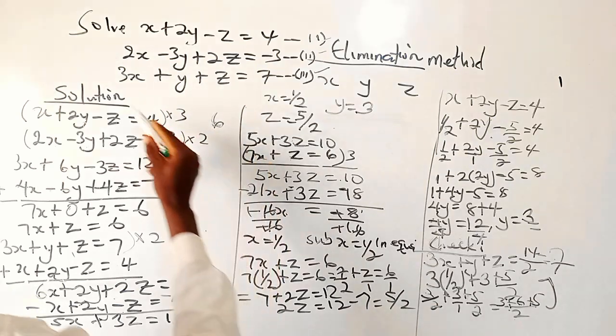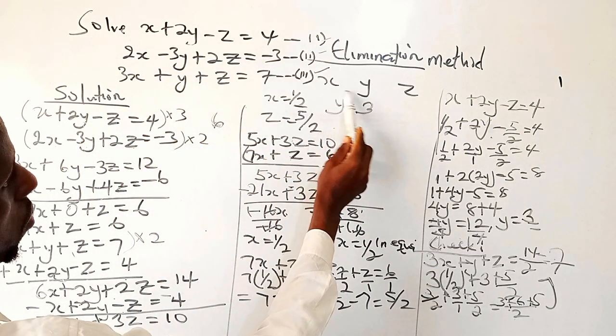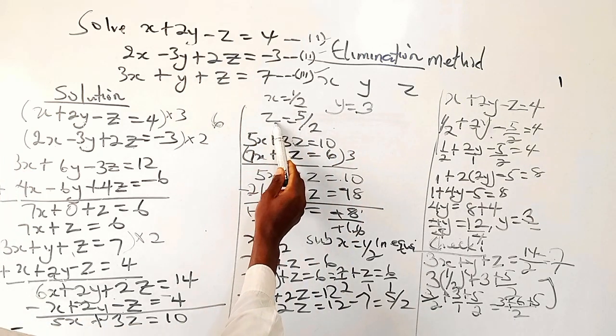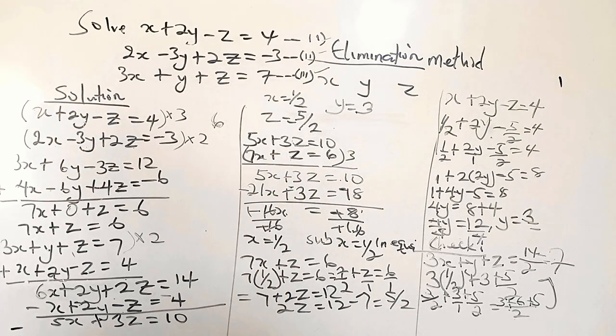So using the elimination method to handle equations involving 3 variables x, y, z, we got x to be 1 over 2, y to be 3, z to be 5 over 2. Thank you very much.